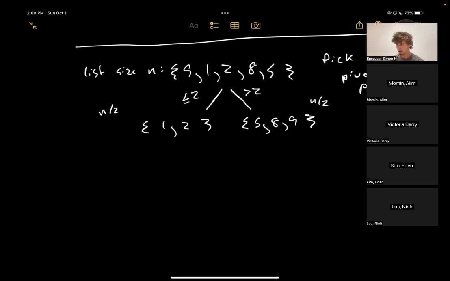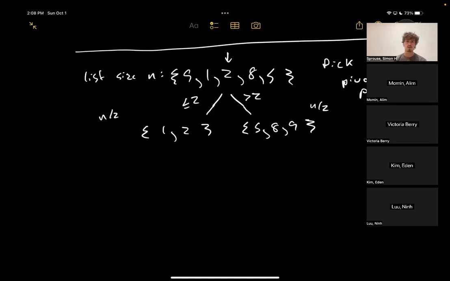Essentially, the ideal pivot point is the one in which you have broken your list exactly in half, which would be the median. But again, given that this is an unsorted list of integers, we would have to calculate the median, and we don't want to do that.